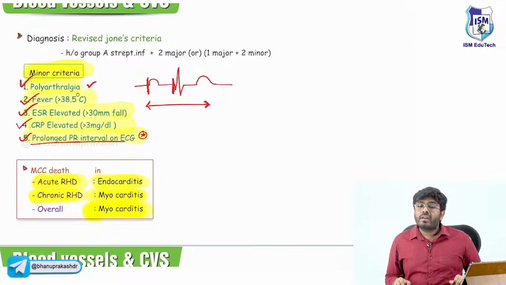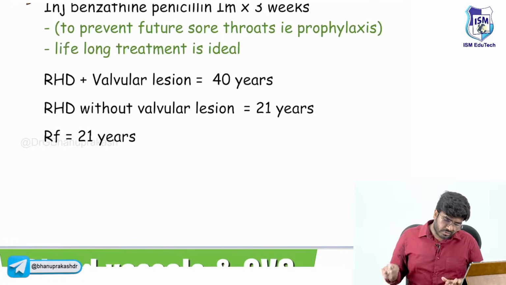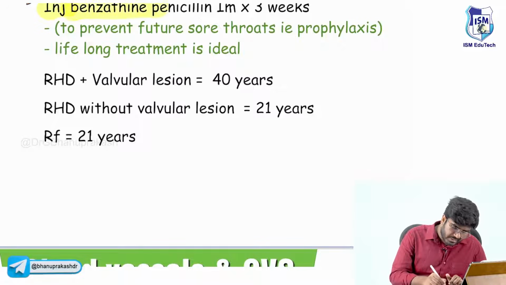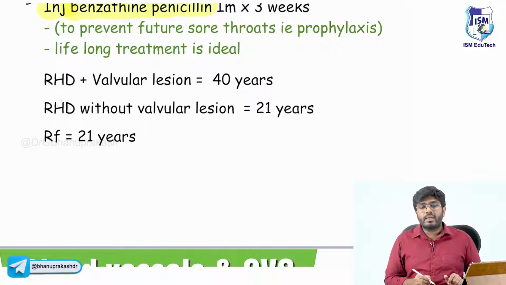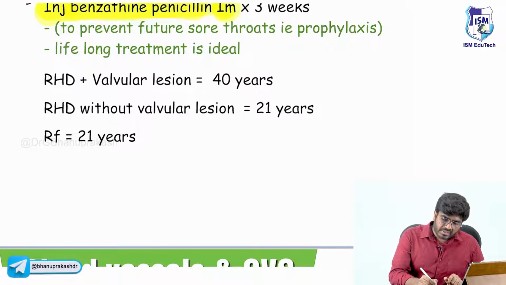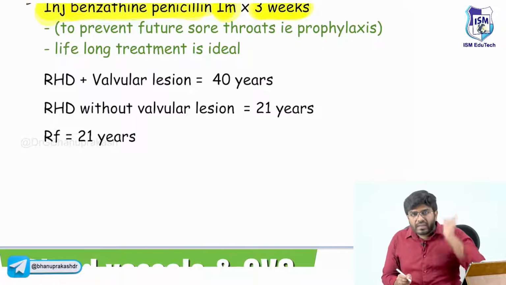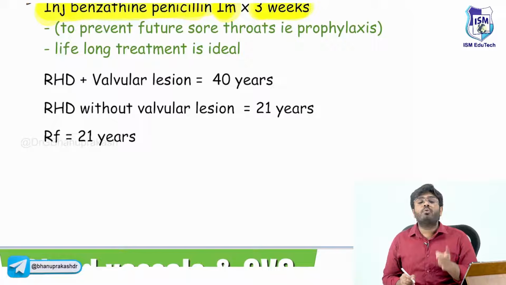So we are worried about the future infections. How do we prevent future infections? Now what we have to give this patient is IM benzathine penicillin, sir. We have to give benzathine penicillin intramuscularly every 3 weeks. This means the patient has to come to the hospital every 3 weeks, lifelong, sir.